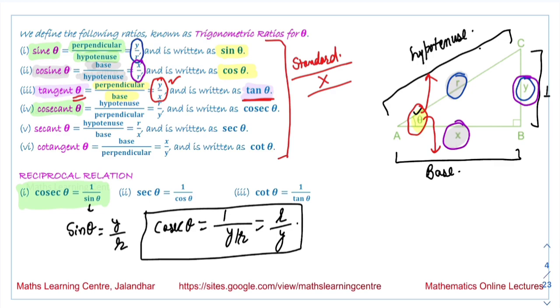Next we are talking about cosecant theta. Cosecant theta is written as cosec.